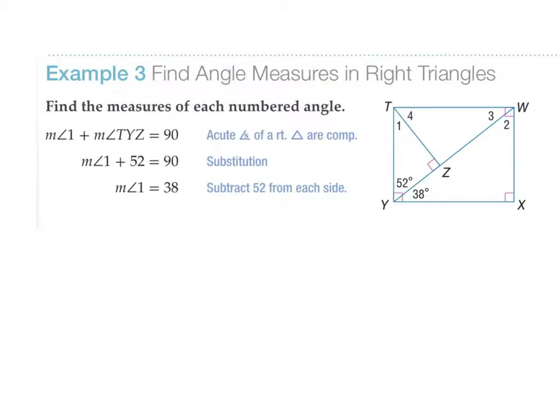Okay, so example 3, look for information. Well, you know this angle here, which is TZY, is 90 degrees. That's this one here, okay? And you know that angle 1 plus 52 degrees must equal 90, because obviously you've got 180 degrees, subtract your 90 degrees. So angle 1 and 52 must equal 90 degrees. Solving, angle 1 in this case is 38. Keep it simple, do the math.